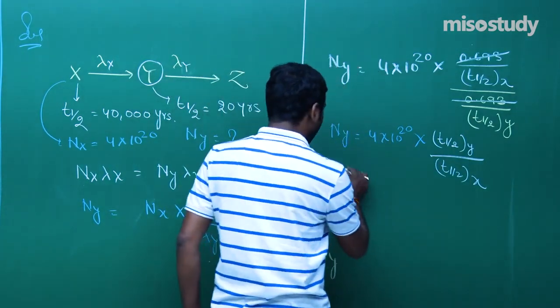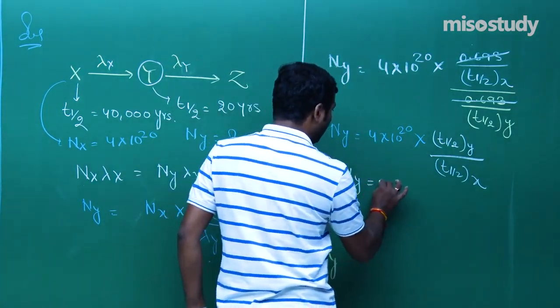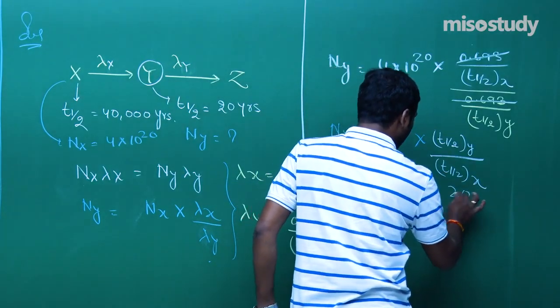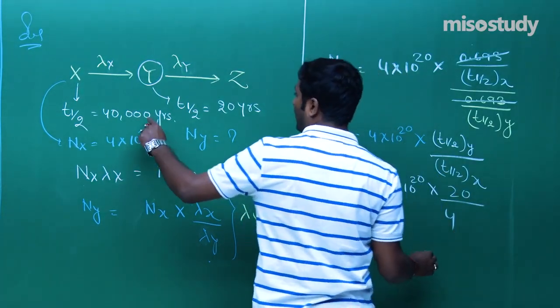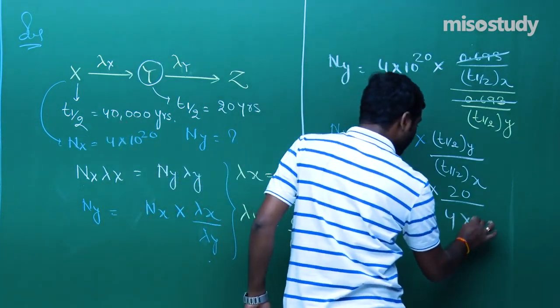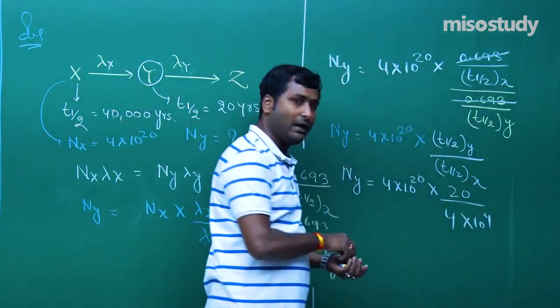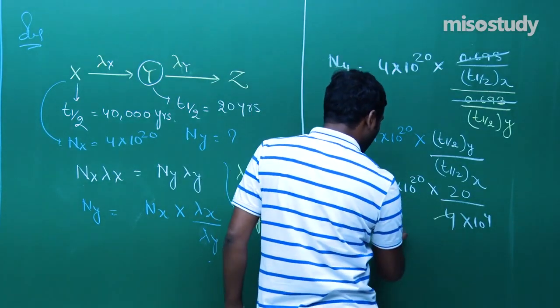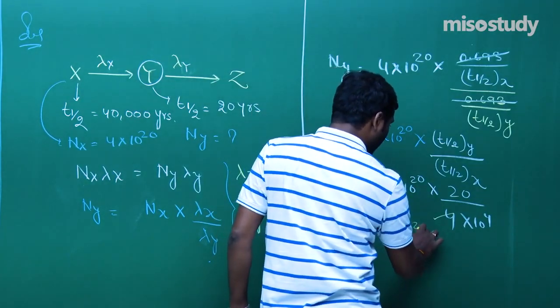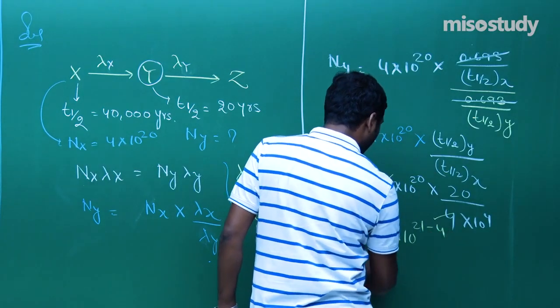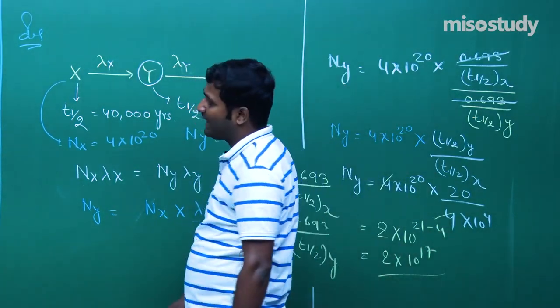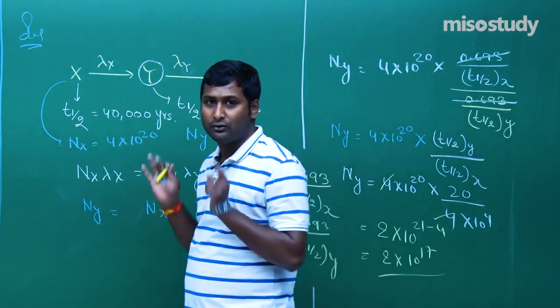That is 20. So final expression, ny is equal to 4 into 10 to the power 20 into 20 divided by 4 into 10 to the power 4. Am I right, my friend? Yes, sir. This will cancel this one. That is 2 into 10 to the power 21 minus 4. That is 2 into 10 to the power 17. And y is equal to 2 into 10 to the power 17.